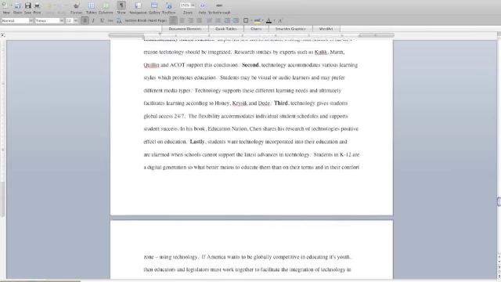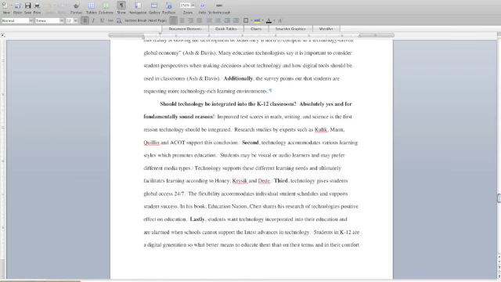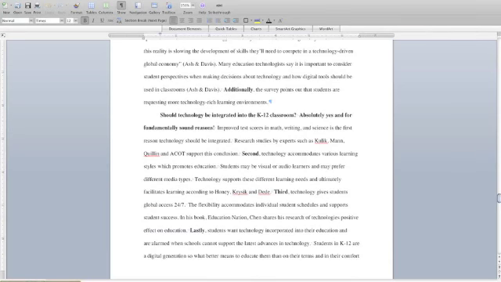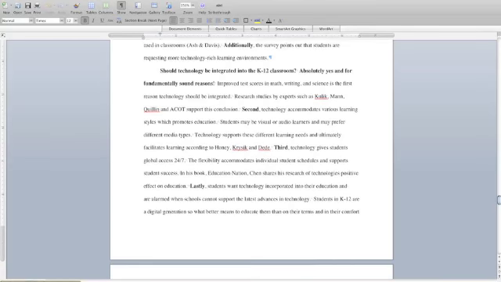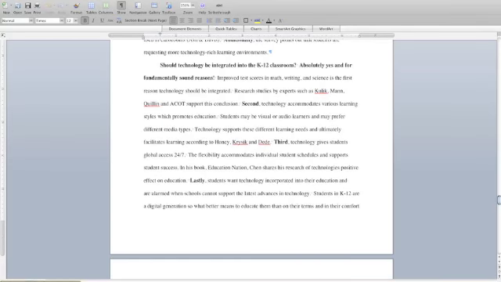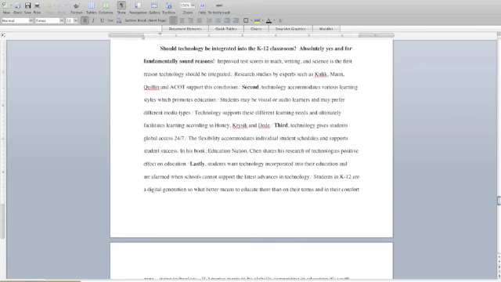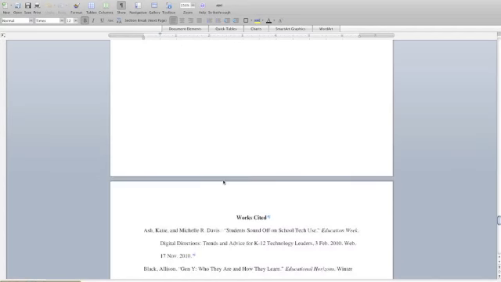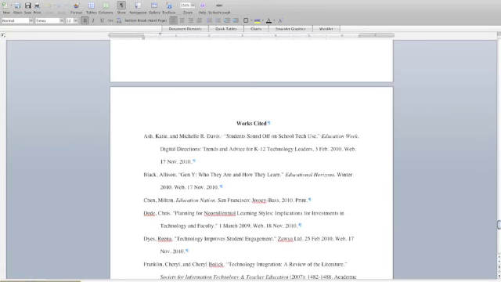And basically notice there are no in-text citations within this last paragraph. This last paragraph is all commentary and it's referring back to those fundamental reasons that were given in the first, second, third, and fourth body paragraphs included above. Okay. All right. Finally, the works cited list.